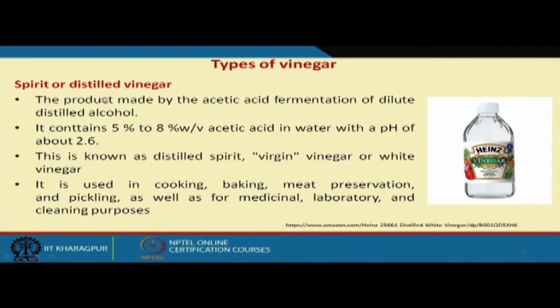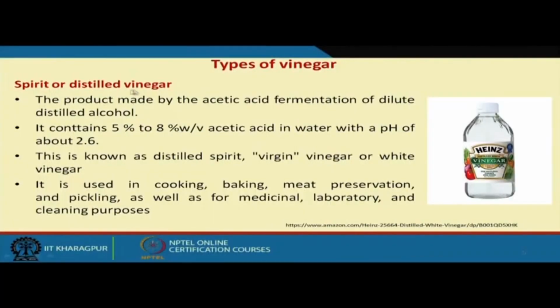Another type of vinegar that is available is what we call spirit or distilled vinegar. This is usually produced from distilled alcohol, because, as I told you during the alcohol making process, alcohol has a boiling point of 78 degrees centigrade. So alcohol is separated out by the distillation process. After separating this alcohol, we take it out, and with the help of Acetobacter aceti, this alcohol is converted to acetic acid, and then we call it spirit vinegar.